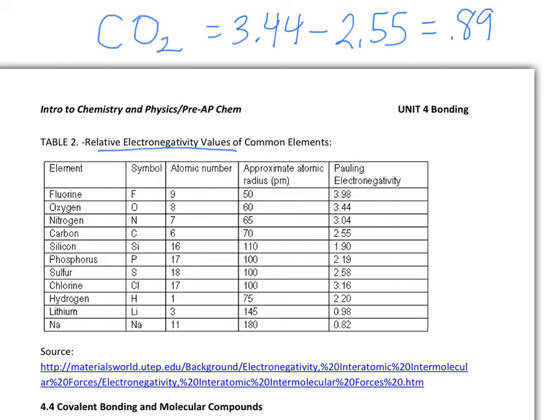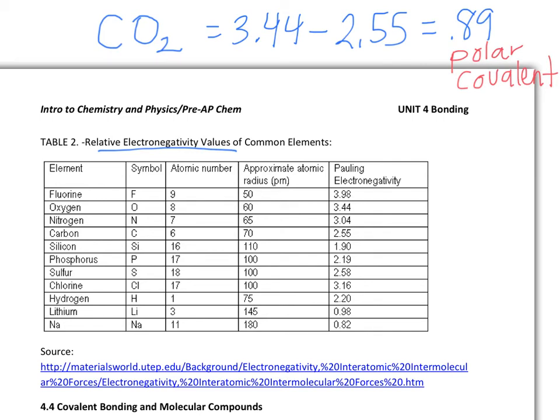Now we just have to remember that anything that is 0.4 to 1.7 is going to be polar covalent. So this one is polar covalent. Let's do two more, and then I will expect you to be able to do these on a short quiz when you get back to class.